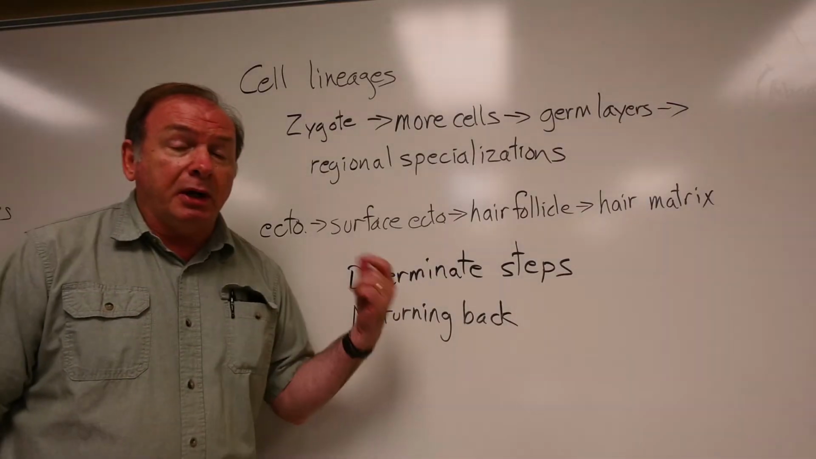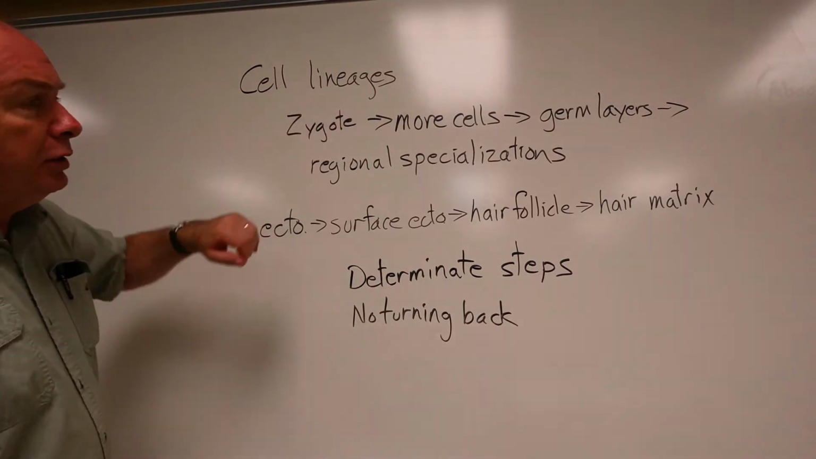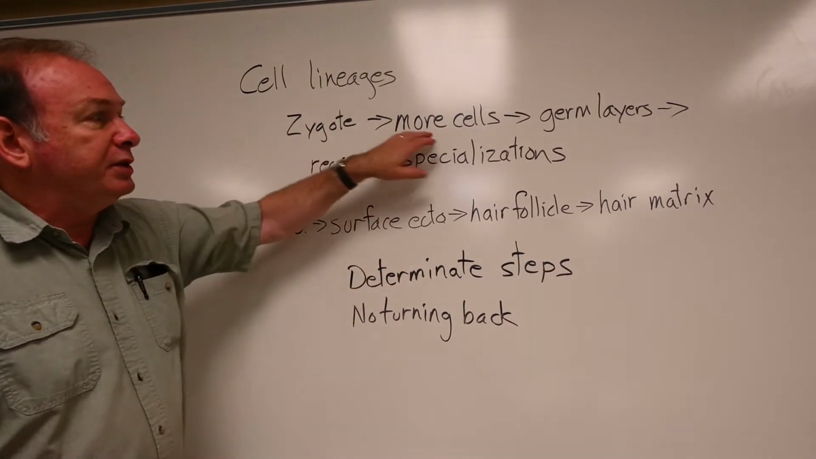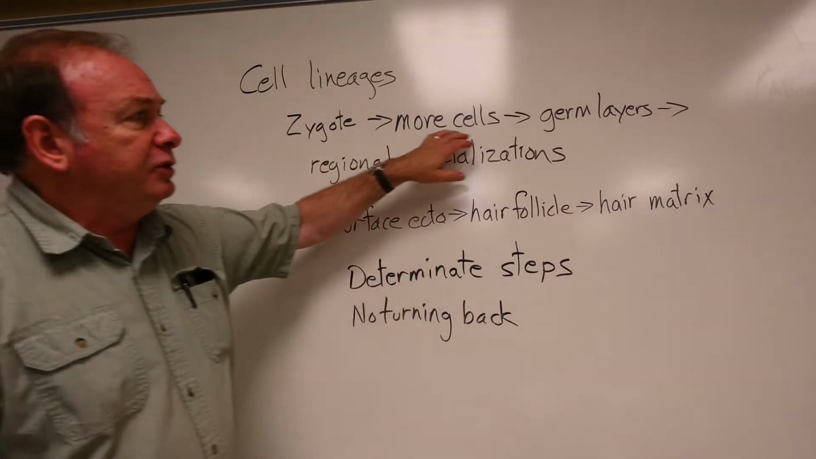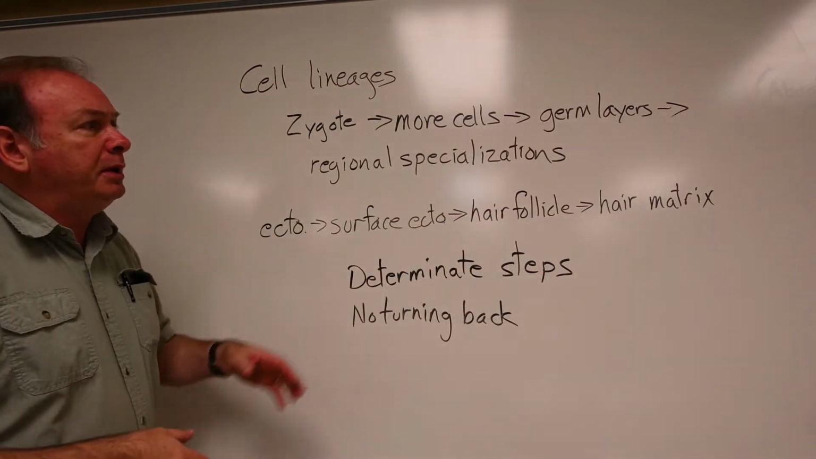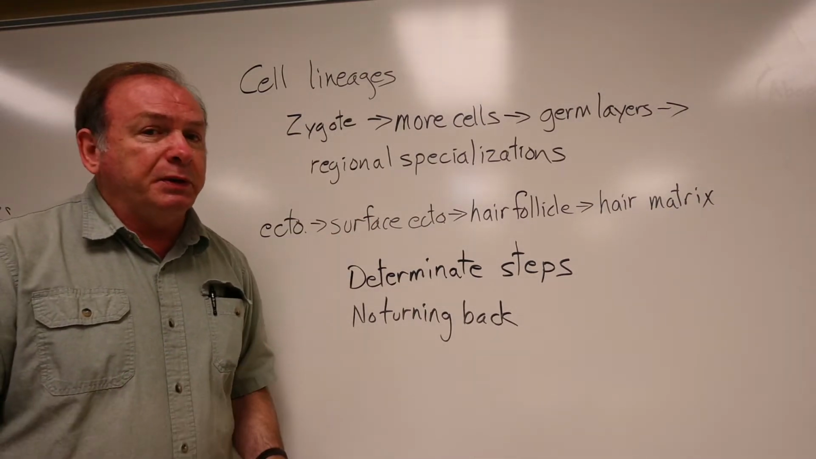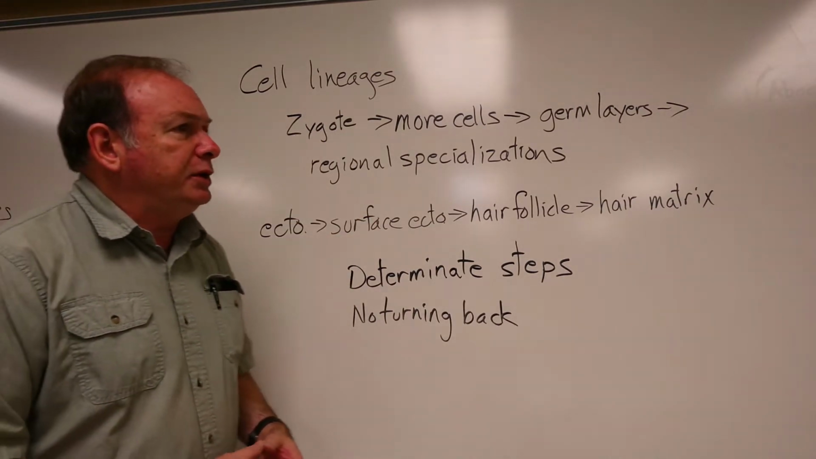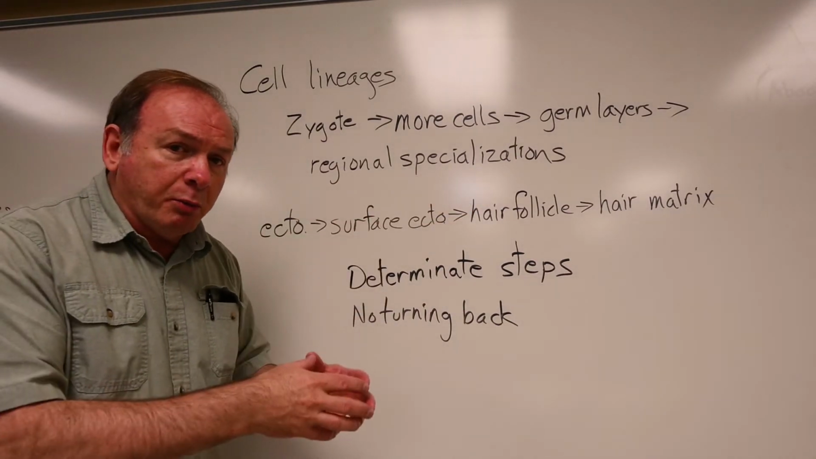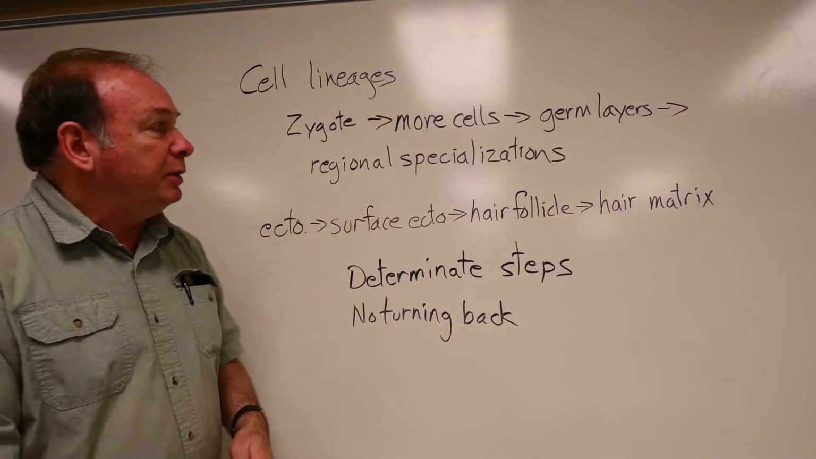The next concept I want to introduce is cell lineage. So we start with the zygote, our first cell. It divides, we get more and more cells. As we get more cells, we eventually get the germ layers to form, the endoderm, ectoderm, and mesoderm. And then those regions form more specific types of tissues. So you have the regional specializations.